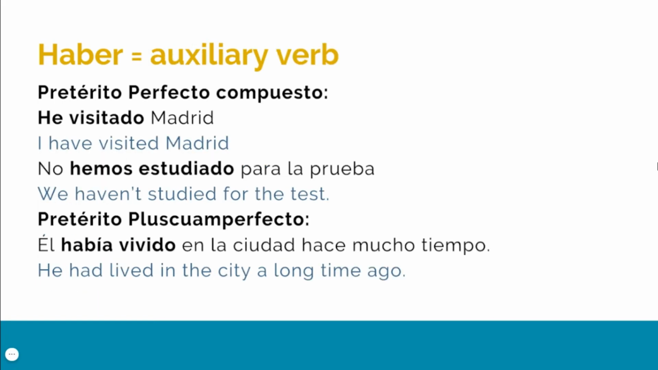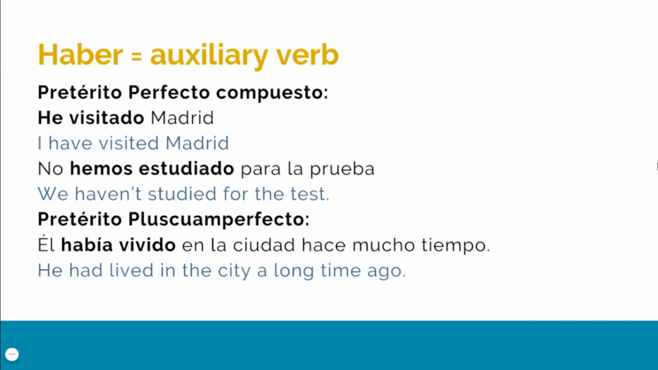Okay, so haber as an auxiliary verb. It can be an auxiliary verb in the pretérito perfecto compuesto, or the present perfect in English. The first example is, he visitado Madrid. The second one is, no hemos estudiado para la prueba. The other tense is the pretérito pluscuamperfecto, or the past perfect in English. The example here is, él había vivido en la ciudad hace mucho tiempo.